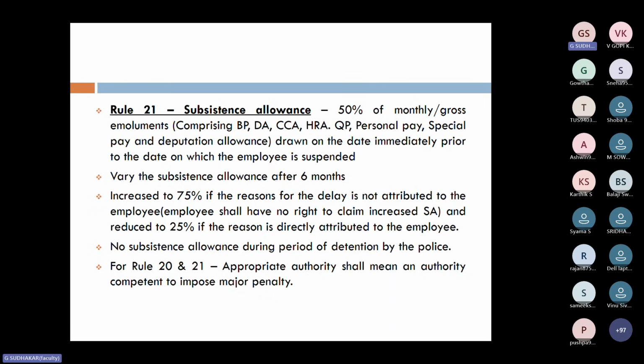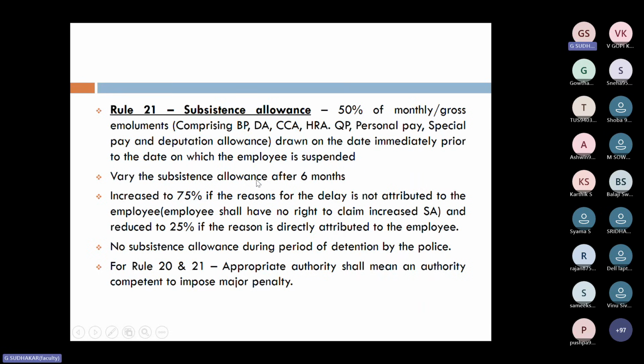What are all the factors taken into account? You have to remember basic, TA, CCA, even FPA also. If FPA is there, FPA can also include HRA, CCA, qualification pay, personal pay, special allowance, and deputation allowance also. This allowance varies after 6 months.